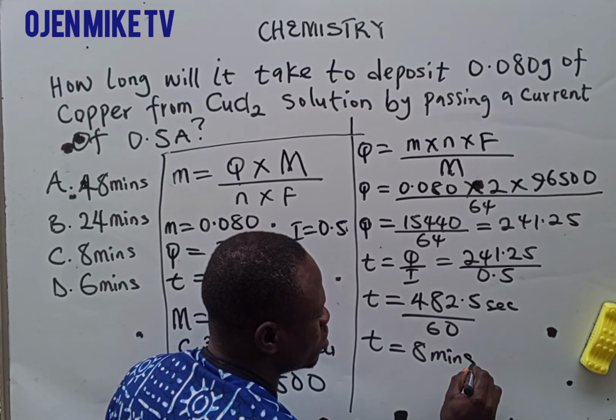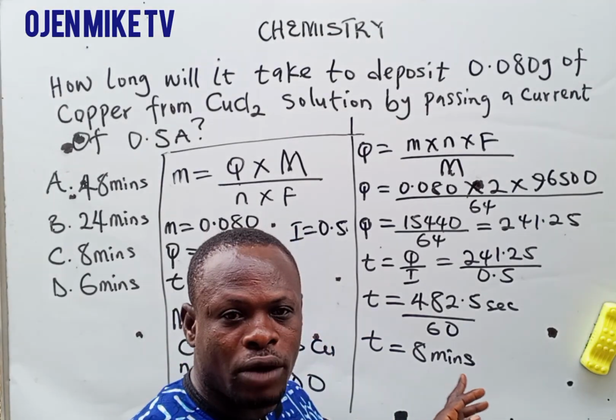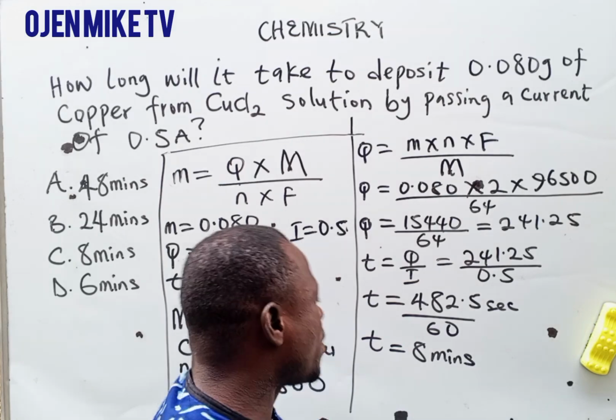So if you are asked to find time in hours, you still need to divide this by 60. You get that? So our correct answer is Option C.